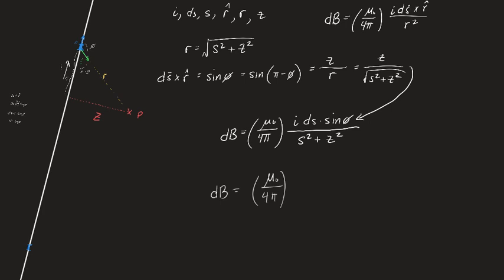Spicy food. So, we'll start with mu naught over 4 pi, and then we'll move on from there. I'm going to leave ds, but I'm going to replace sine phi with our expression for sine phi, which is going to still give us this ds term here and our s squared plus z squared here, and then z over the square root of s squared plus z squared.